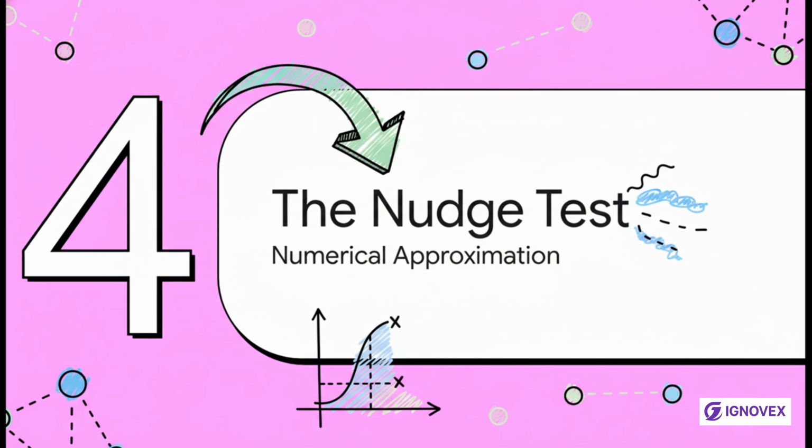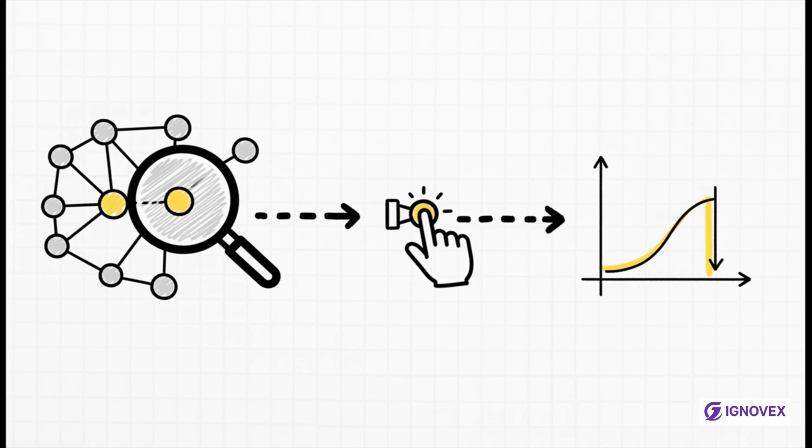It's actually built on a wonderfully simple and intuitive idea that we can just call the nudge test. Yeah, that's right. Instead of using complex calculus, we just experiment. We literally pick one single parameter out of the millions in our network, and we nudge its value up by a tiny, tiny amount. Then we run all our data through the entire network again just to see how that one little nudge affected the final loss. That real-world change gives us a surprisingly good estimate of the gradient for that one parameter.